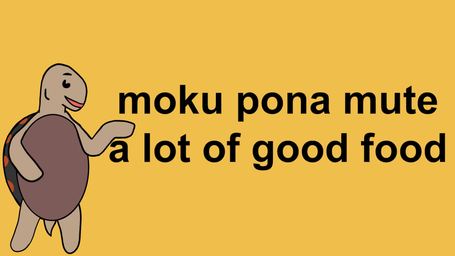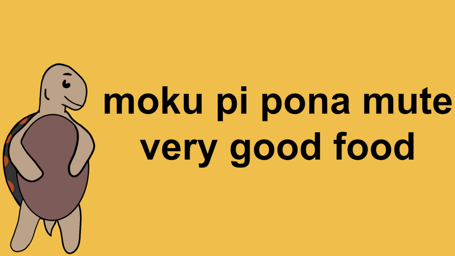If you say moku pona mute, it means a lot of good food, since both pona and mute are modifying the noun moku. However, if you say moku pi pona mute, now pona is a noun meaning goodness, and mute modifies that instead of moku. This means food of a lot of goodness, or in other words, very good food.